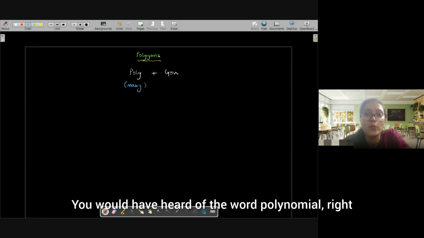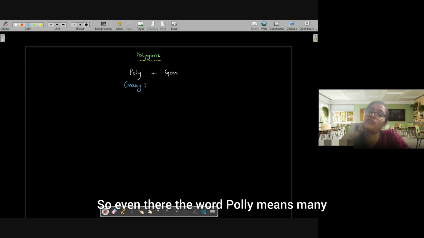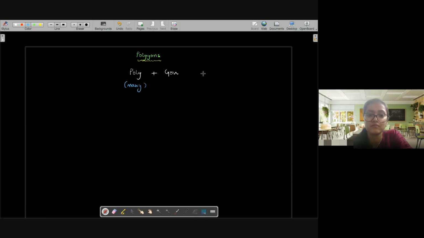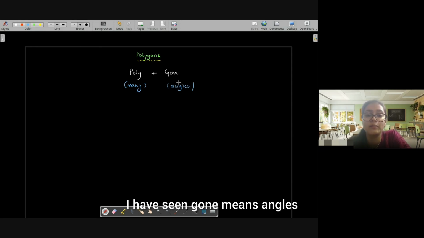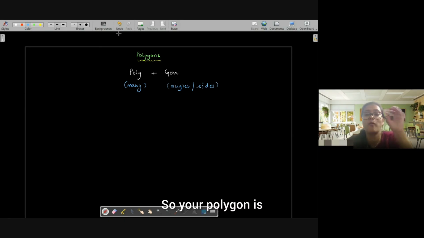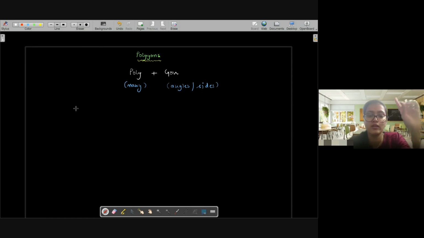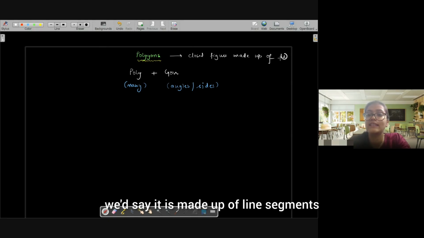You would have heard of the word polynomial, right? Even there, the word poly means many. And the word gon means angles. At some places, I have seen gon means angles, and at some places, I have also seen that gon means sides. So what is a polygon? A polygon is a closed figure made up of many sides or angles. It is a closed figure made up of line segments.